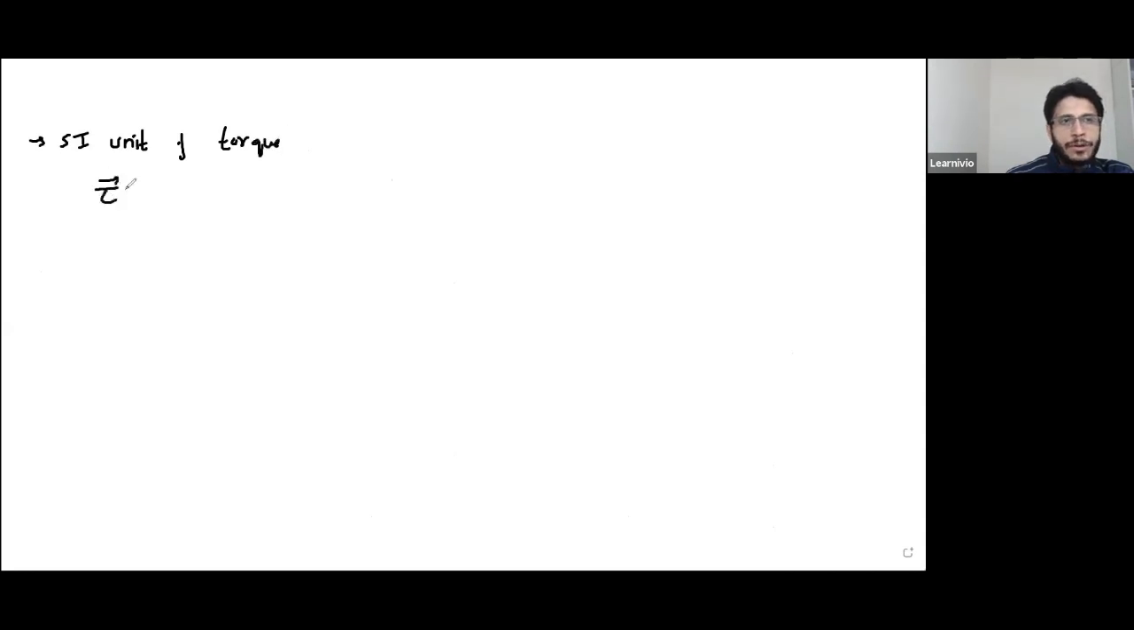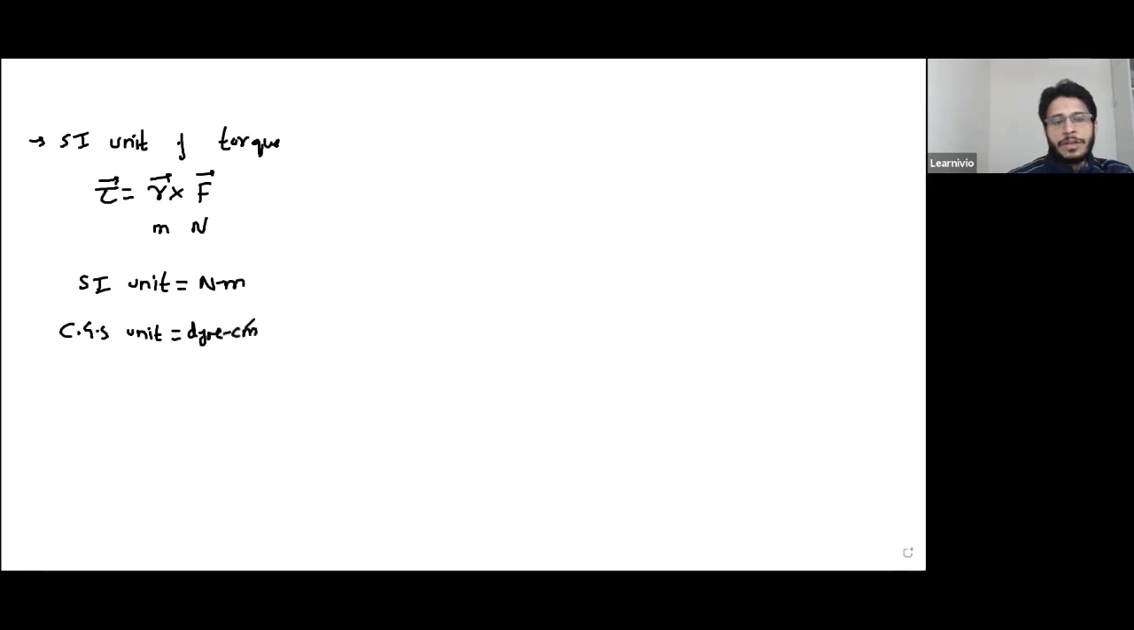SI unit you can easily predict. Torque is R cross F. So this R is in meter, force is in Newton. So SI unit is simply Newton meter. What about the CGS? Dyne centimeter. That's the CGS unit. Just note it down. Then we'll do some numericals on torque, a single numerical that will teach you how to calculate torque in a problem.